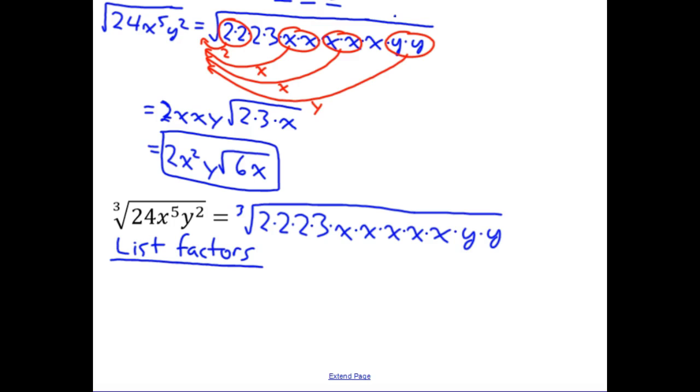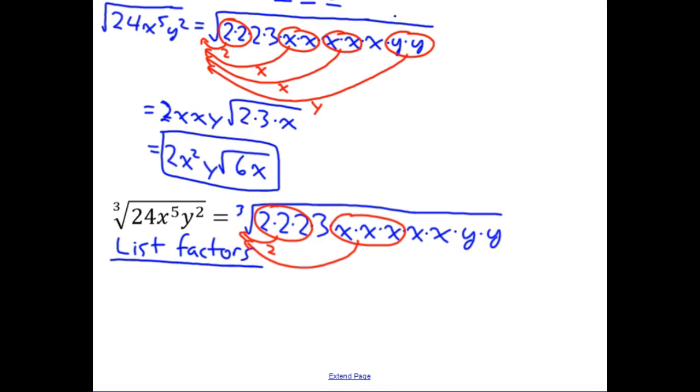All right, but for a cube root, I'm looking for not a pair of the same number or variable, but I'm looking for 3 of them, because the cube root is the opposite of something cubed, or something to the third power. So I see that I have 3 2's, so I can pull out a single 2 from that. I do have 3 x's, and I can pull that out. I only have 2 x's remaining, so I can't pull out any more x's, and I only have 2 y's there. So I cannot pull out any y's because I need 3 of them to pull them out.